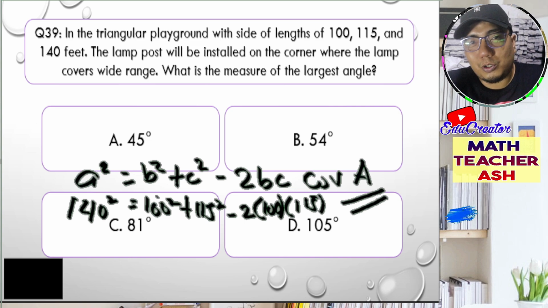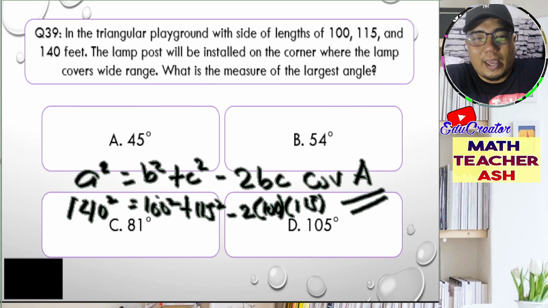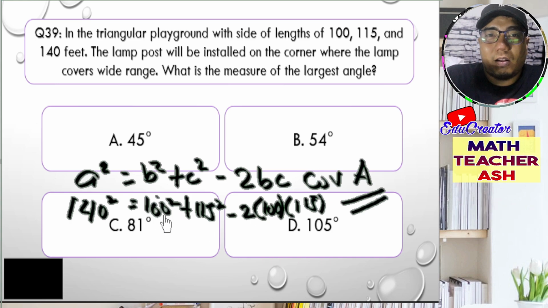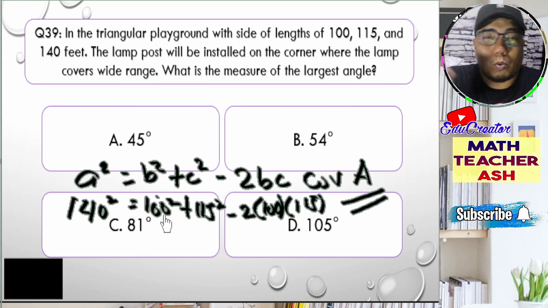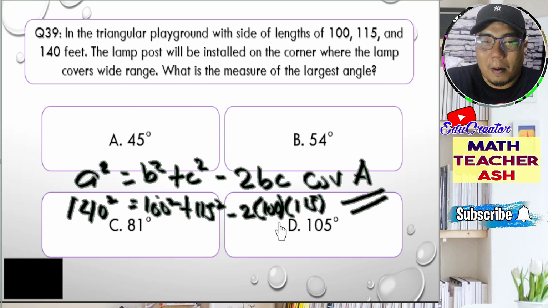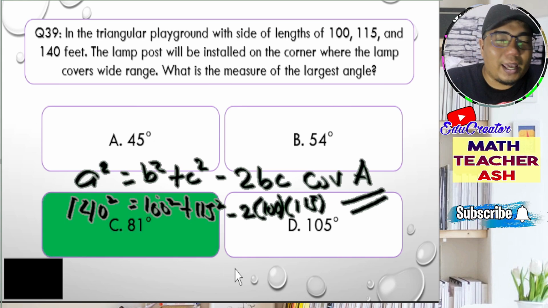You follow, or you use the calculator, and basically you will be getting the value of 81 degrees. It could take us some time to solve this one by one, so you can just have 140 squared minus the sum of these, and then you divide the answer by the product of 2 times 100 times 115. Then you get the inverse cosine function in order to get the angle. So the correct answer is 81.